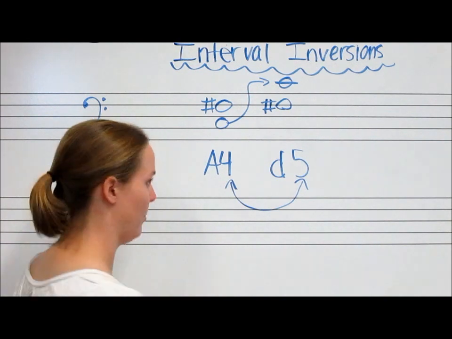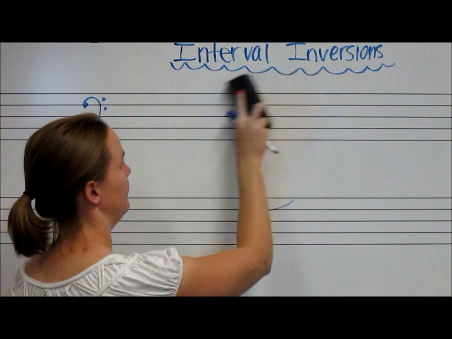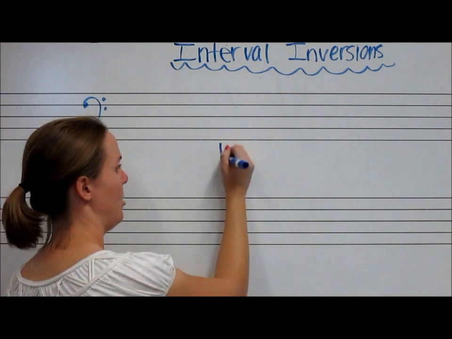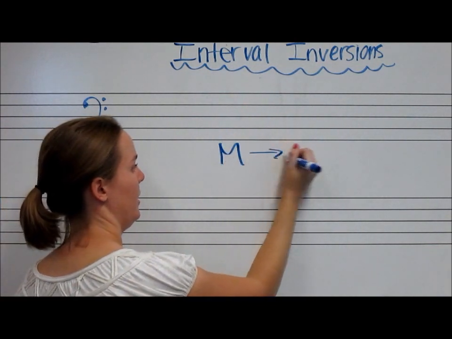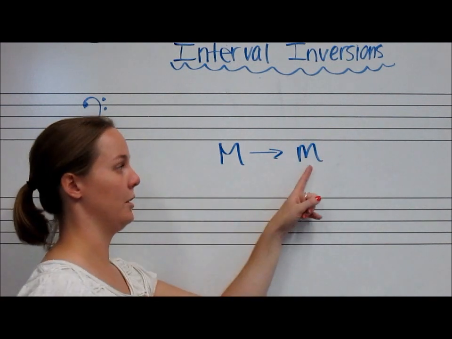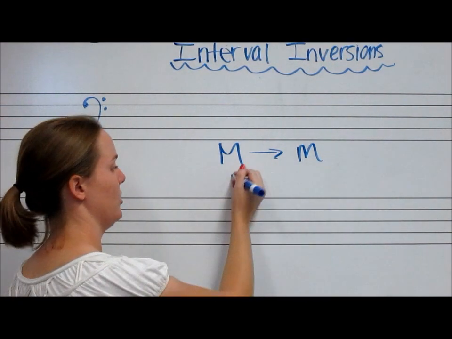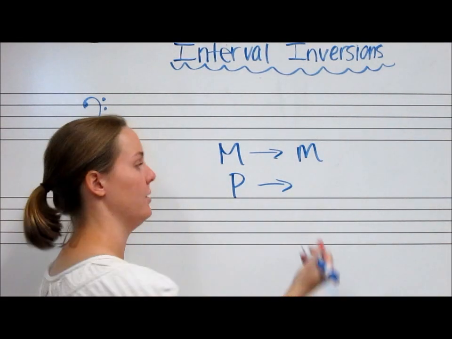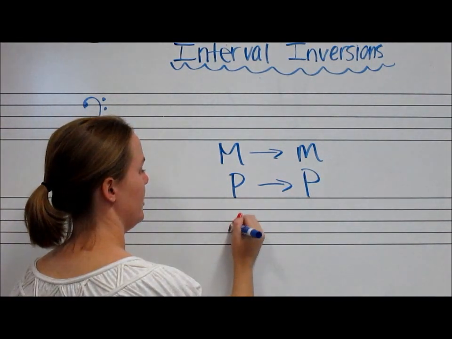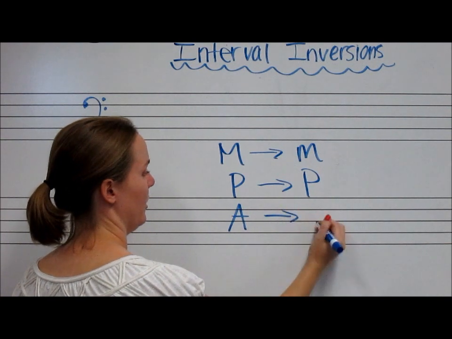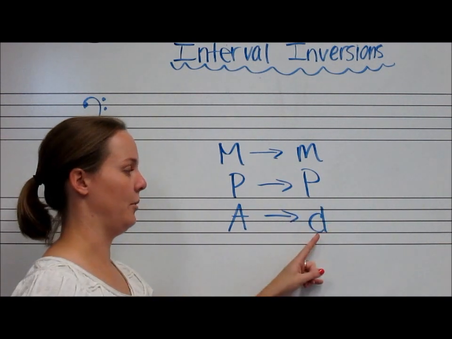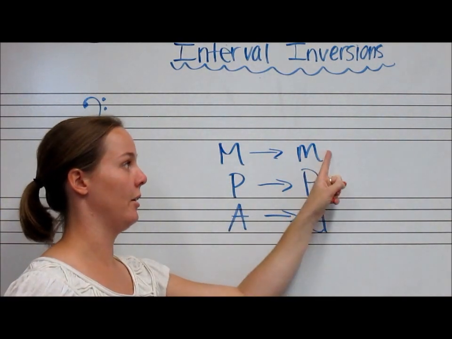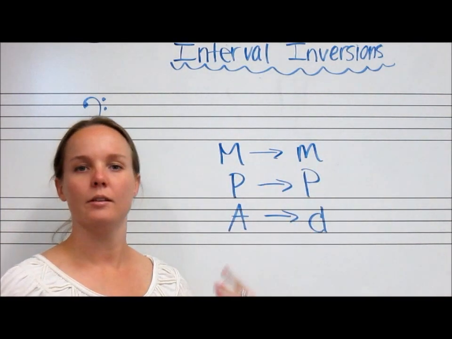So just to recap that, when you're dealing with interval inversions, if you're starting out major and you invert it, your new interval will be minor. If you're starting out perfect and invert it, your new interval will still be perfect. And if you're starting out augmented and you invert it, your new interval will be diminished. And it works the other way as well. If you start out minor, your new interval will be major, and so on and so forth.